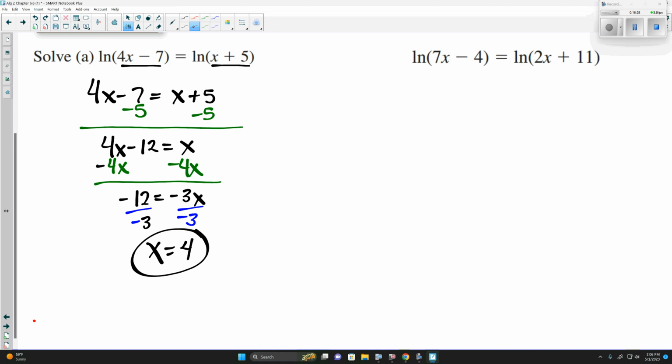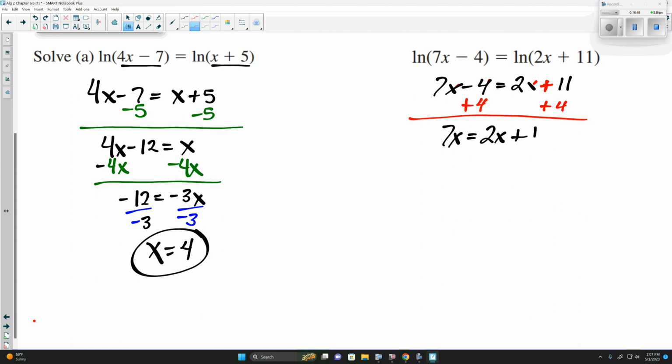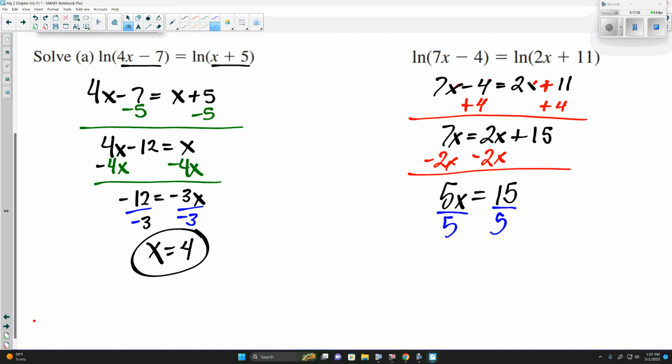Now, the same thing is true with the next one. Since the natural logs are the same, what's inside them has to be the same. Exactly, we can add. So 7x is equal to 2x plus 15, minus 2x. 5x is equal to 15. Divide both sides by 5. So x is equal to 3.